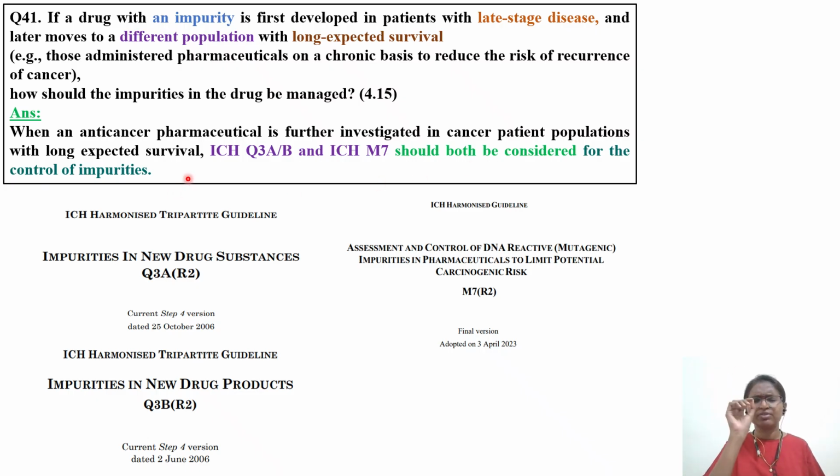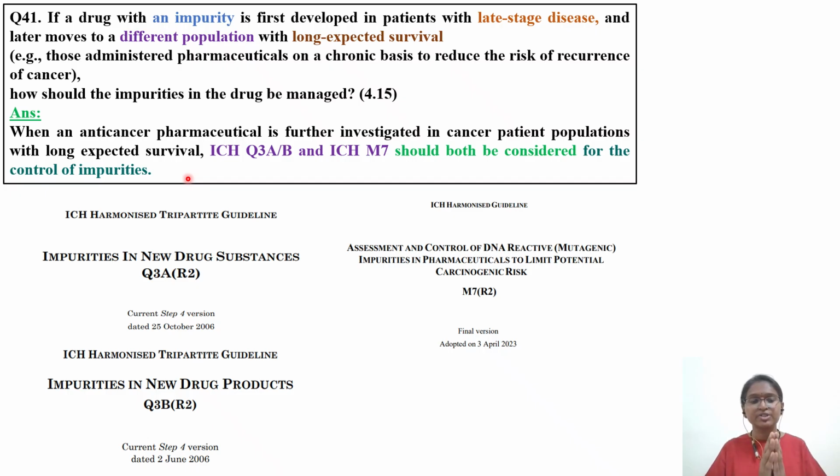If you go back to the first page of the ICH S9 guideline, it very clearly states this is only applicable to those cancer treatments which are in the severe stage, short term, immediate life-threatening. For other types of cancers with long-term survival of patients, you have to qualify the impurities for such anti-cancer drugs. You have to follow Q3A, you have to follow Q3B, and you have to follow the ICH M7 guideline.